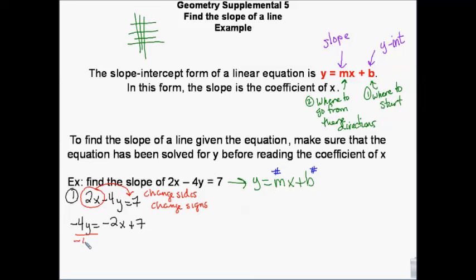So to get rid of a negative 4 multiplied times y, I divide by negative 4, and I have to divide everything by negative 4. Because this will cancel, leaving me with y. Negative 2 over negative 4 becomes positive 1/2 because they both divide by 2. And then 7 doesn't divide by 4, but this positive over negative makes the whole thing negative, and then I just leave it like that.